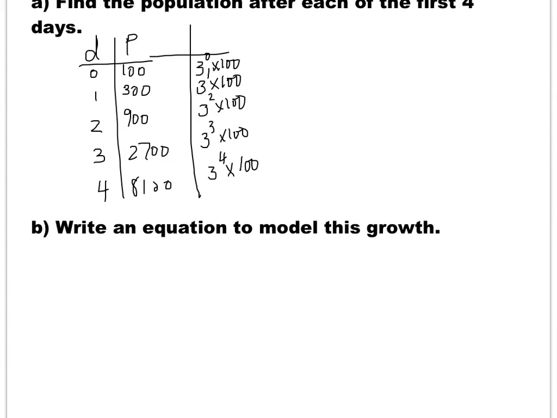Now, if you look at the pattern, you can see that the exponent here is really the day number. So when day is 0, exponent is 0. When day is 1, exponent is 1, and so forth. So I can write that the population is equal to 100 times 3 exponent d, where d is the day number and p is the population.